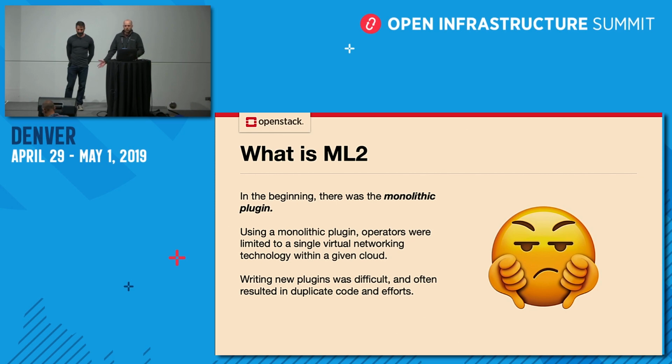So in the beginning of Neutron, there was the monolithic plugin. Using a monolithic plugin, operators were limited to a single virtual switching technology like OVS or LinuxBridge within a given cloud. There wasn't a lot of flexibility there. Writing new plugins was difficult and often resulted in a lot of duplication in code, a lot of duplication in efforts.